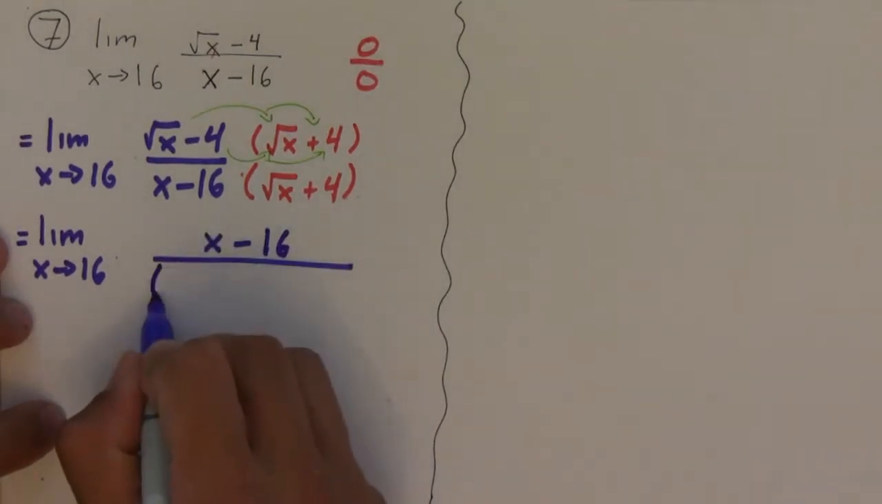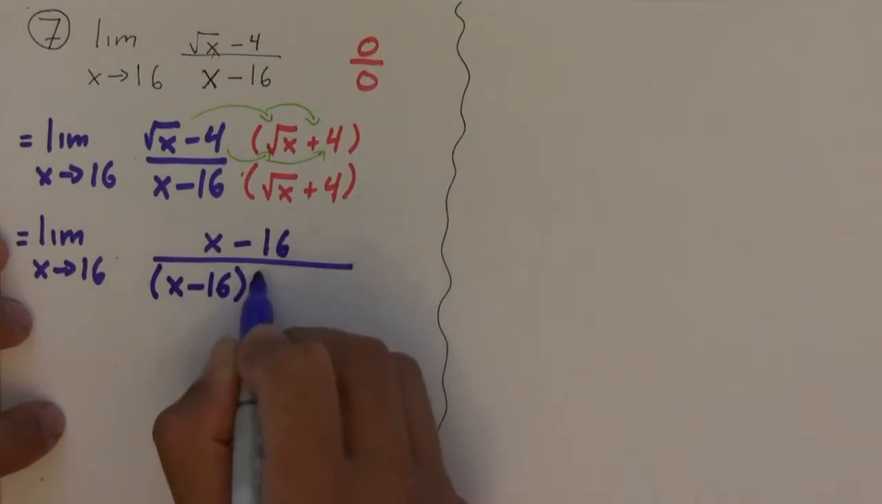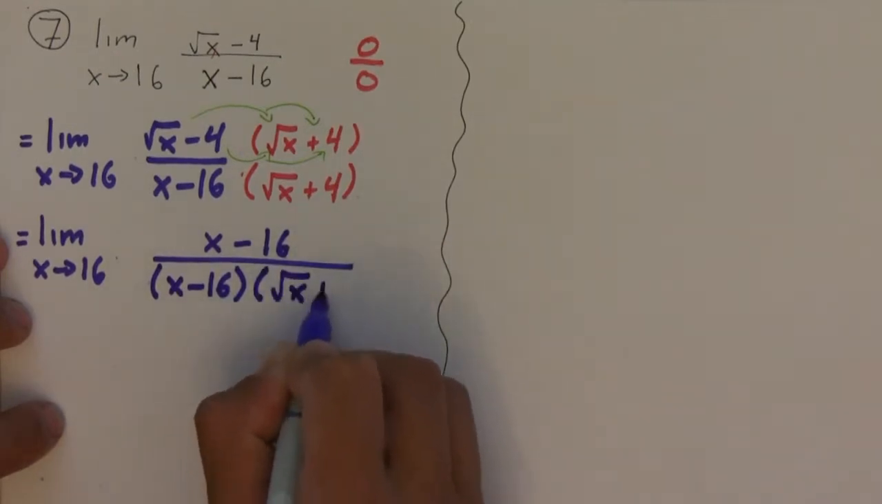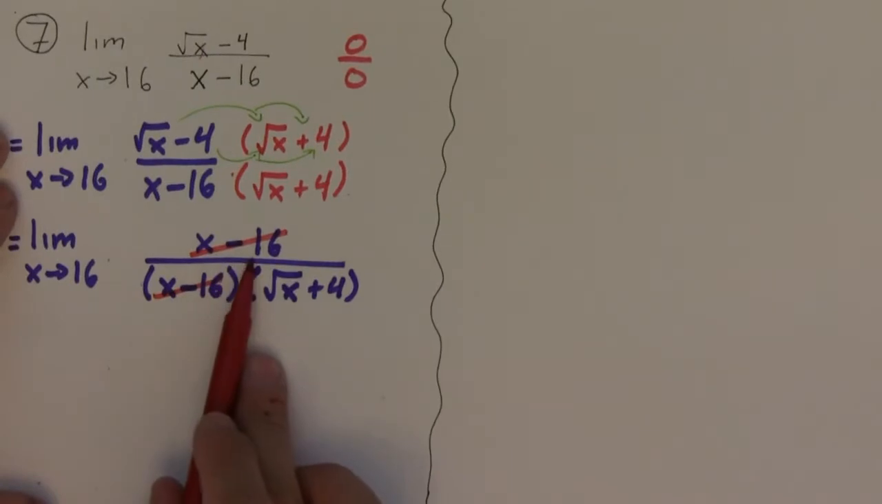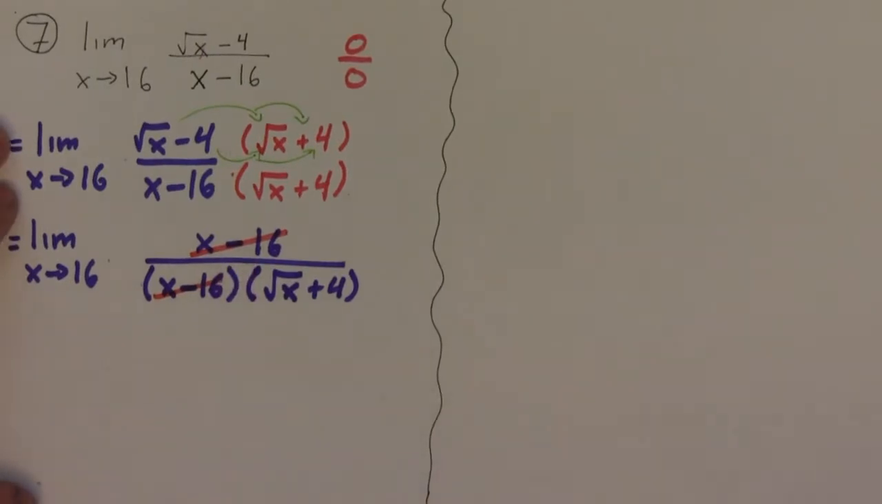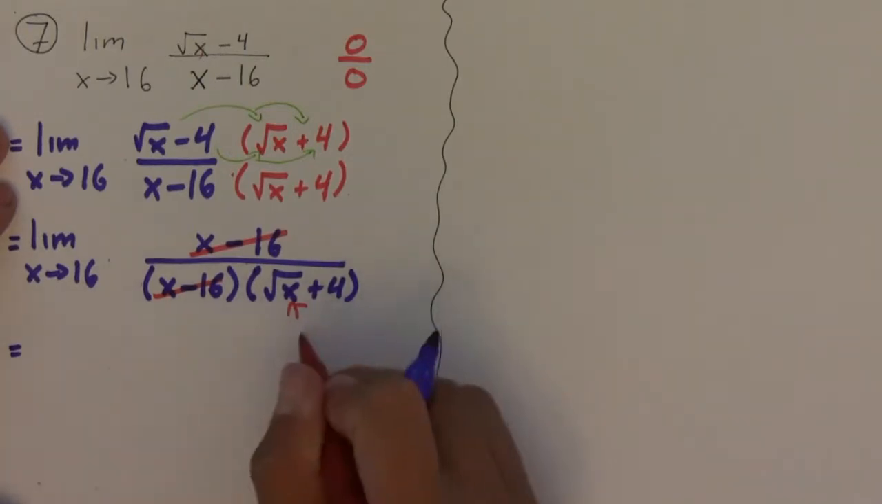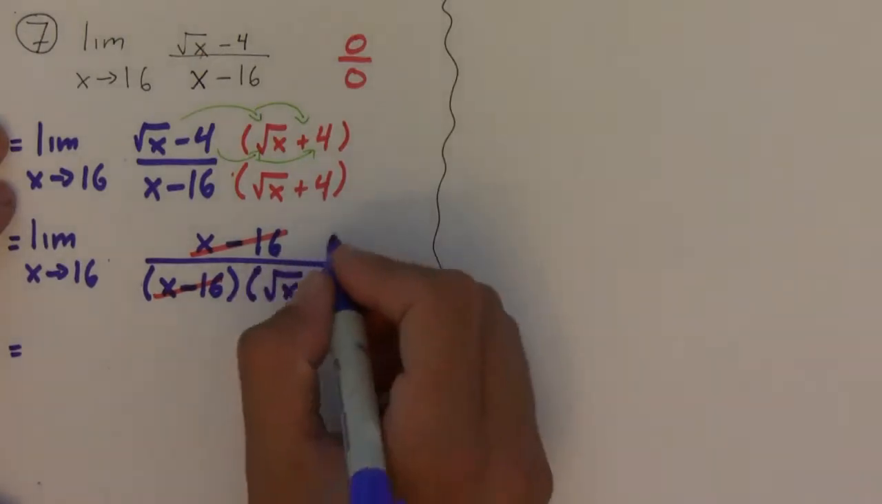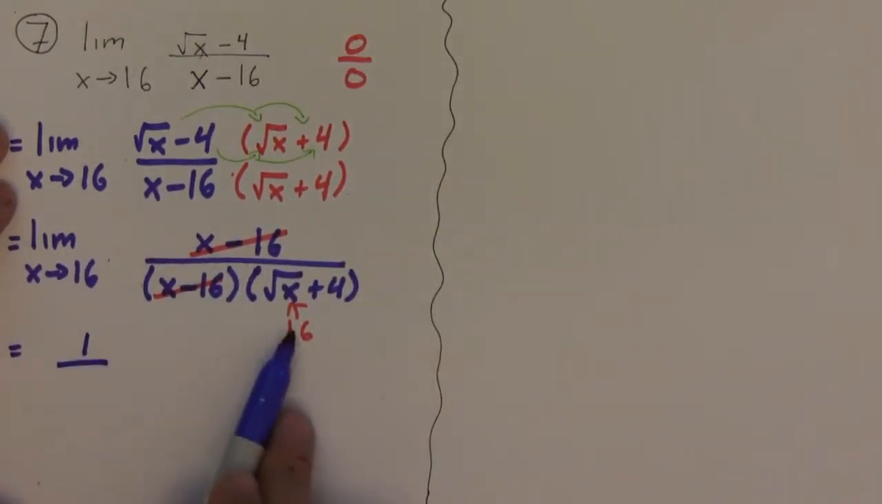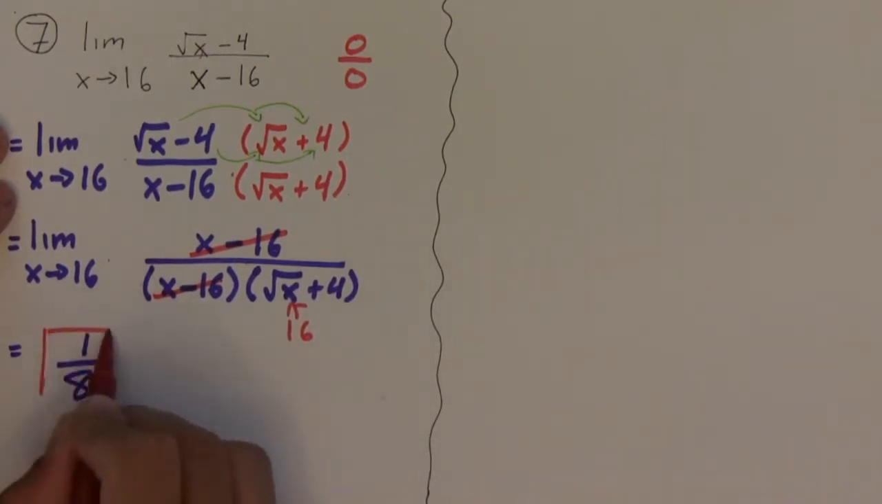Now again, you don't want to distribute on the denominator, and you'll probably see by now why: it's because I can now divide the x minus 16 on top with the x minus 16 that was on the bottom. If I do that, I can now plug in the 16. Remember, you're left with a 1 on top, and on the bottom the square root of 16 is 4, plus 4 is 8. And so that's the limit.